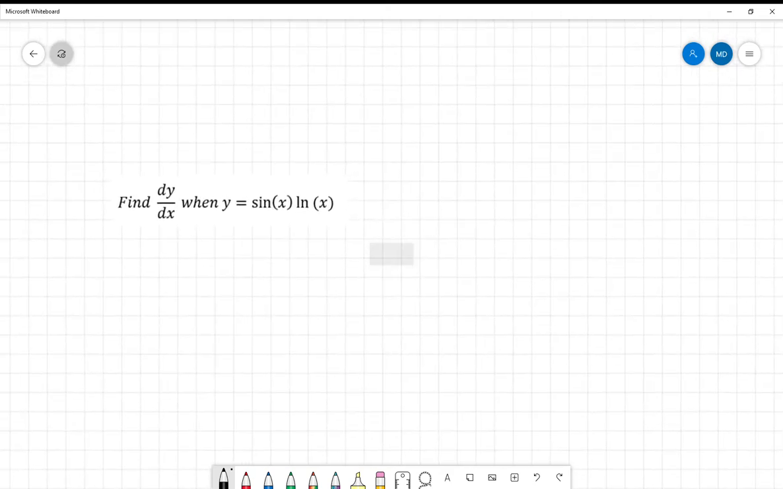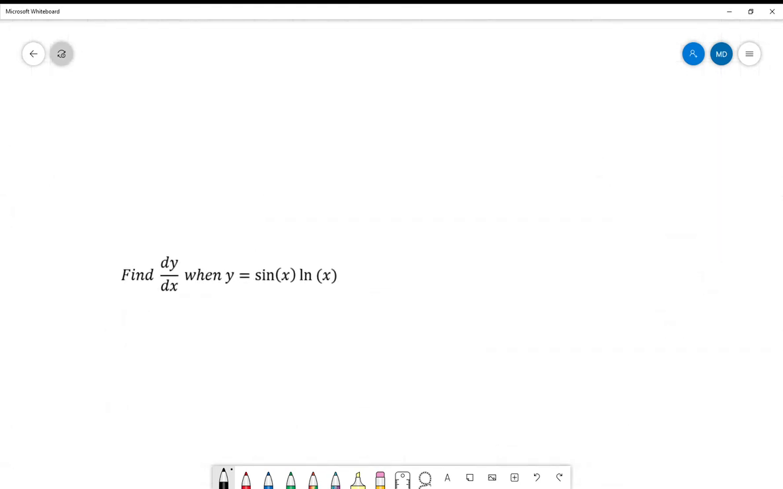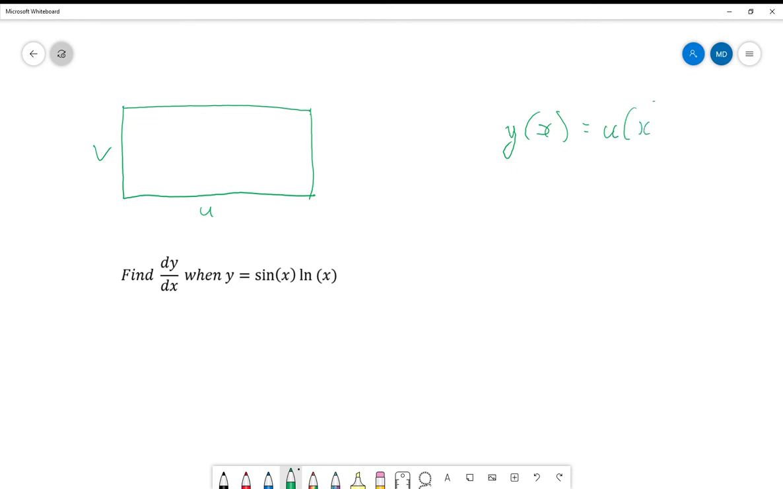Well, I'm going to demonstrate this using a pictorial method. So imagine a rectangle. Very complicated thing to imagine here. And the rectangle has side lengths of u and v. And why are we going to do this? Well, we need to think about functions where y of x is equal to something like u of x multiplied by v of x. Two functions of x being multiplied together.